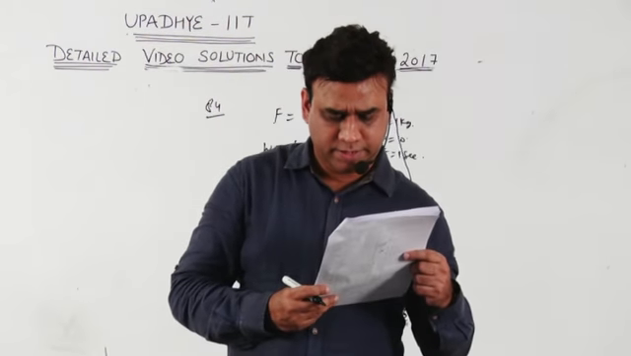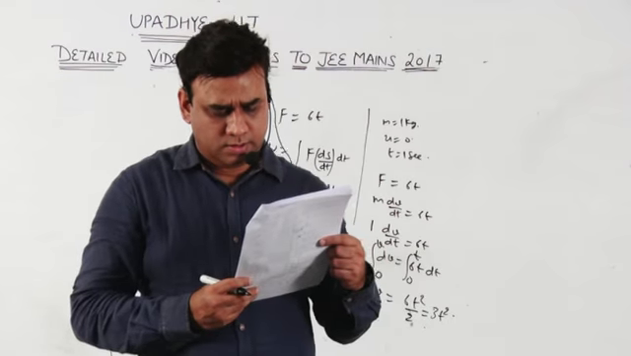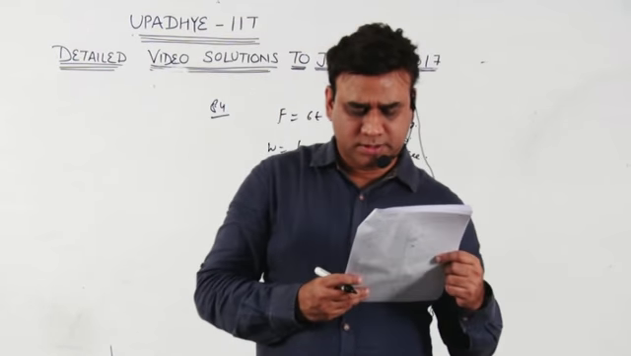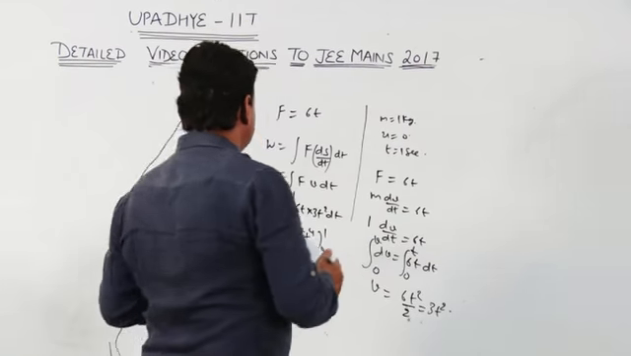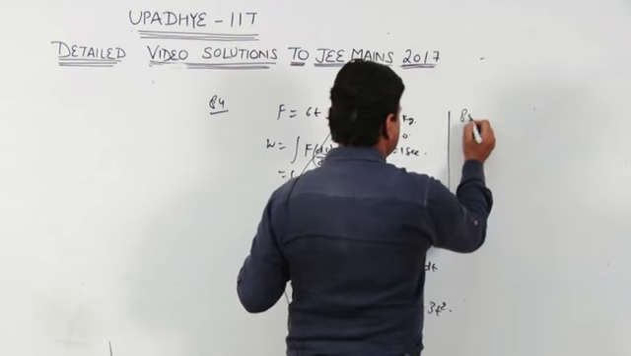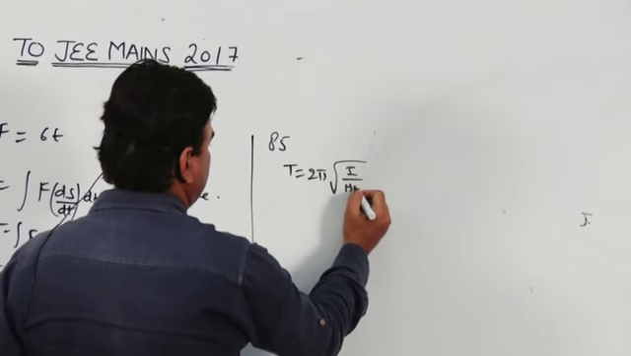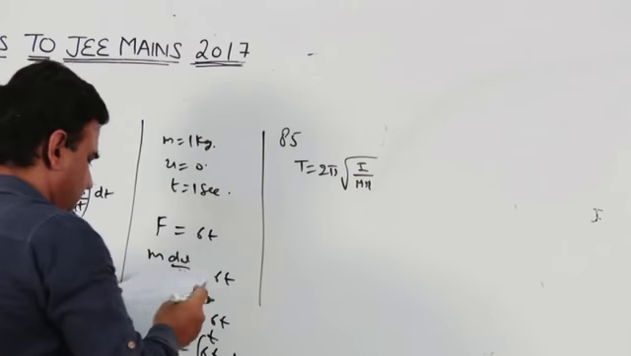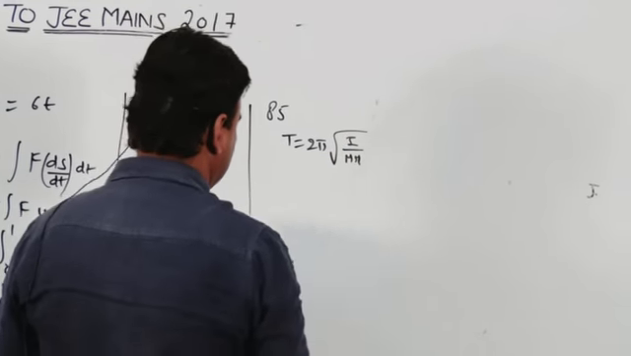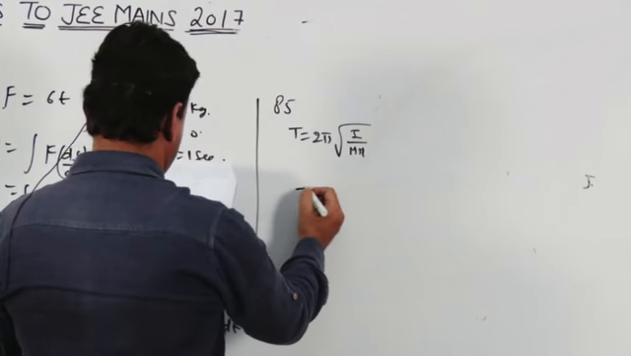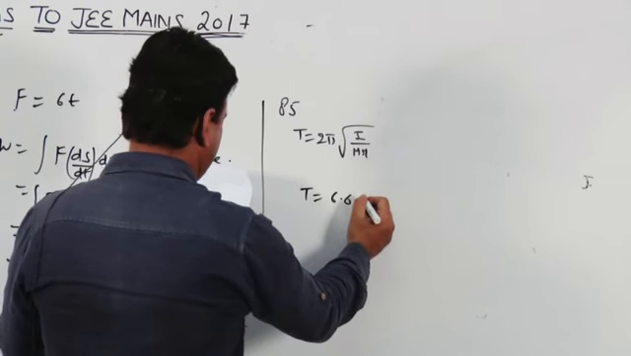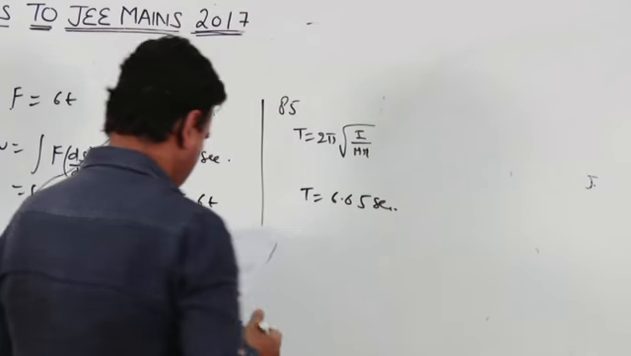And question number 85, time is required. So basically this question 85 is based on the formula t equals 2 pi root I by mgh. Since it is based on just a formula, by putting all the values we can get 6.65 seconds.